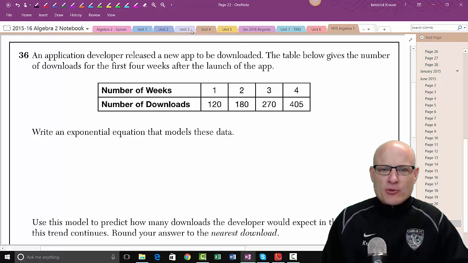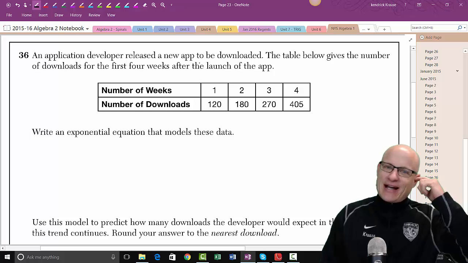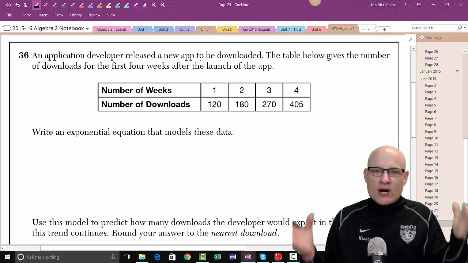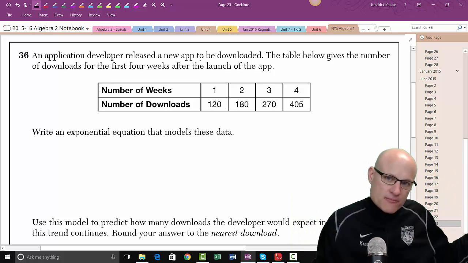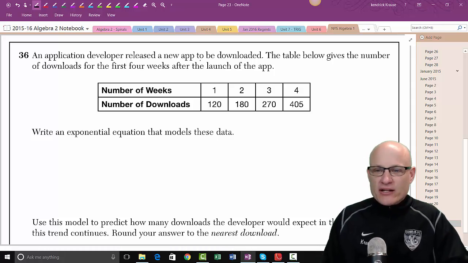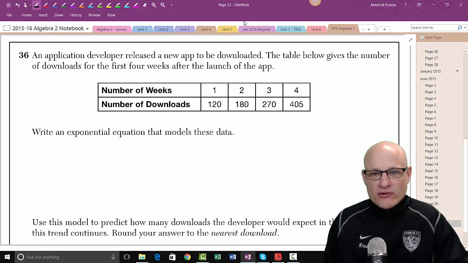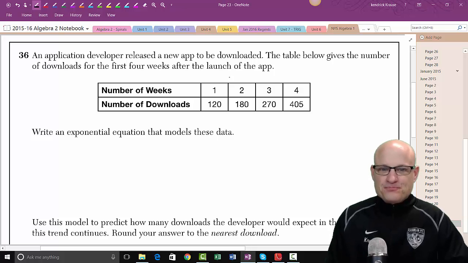So an application developer released a new app to be downloaded. God, don't you guys wish you could just come up with one of those dumb apps, make millions, and be like, done. I'm done. I made millions. Or you can sell it to Zuckerberg for like billions of dollars and be like, oh, now I'm really done.